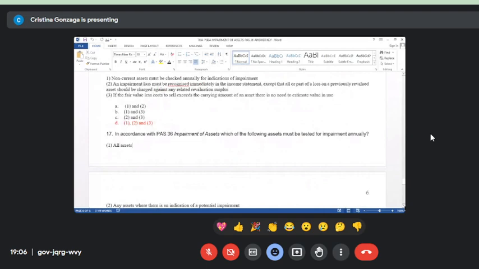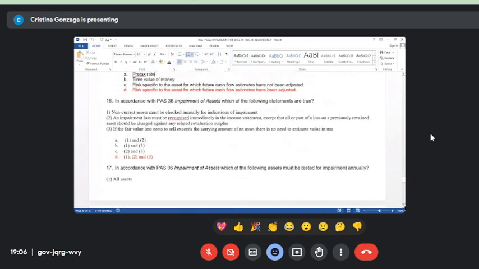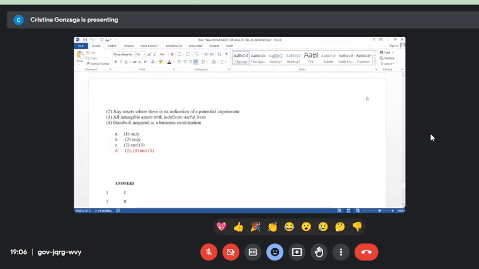Okay, so in accordance, ano answer natin dito? In accordance with PAS 36 impairment of asset, which of the following statements are true? Okay, letter D, true lahat yan. Okay? Next, in accordance with PAS 36, which of the following asset must be tested for impairment annually? Okay, ang answer natin, number 2, 3, and 4. Okay, 2, 3, and 4.